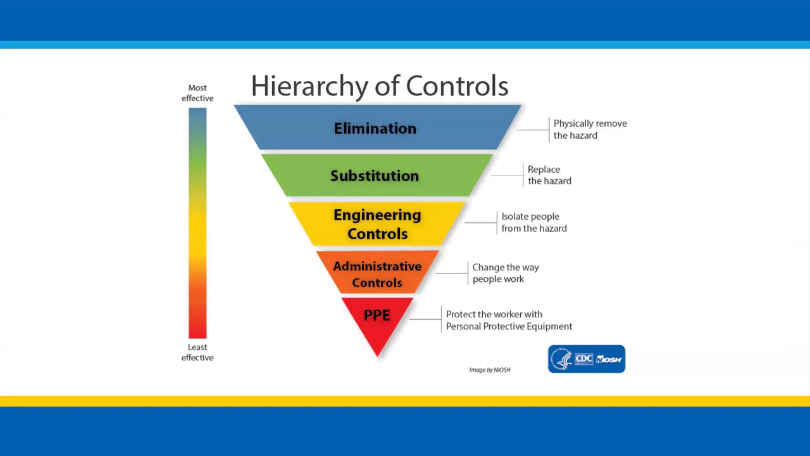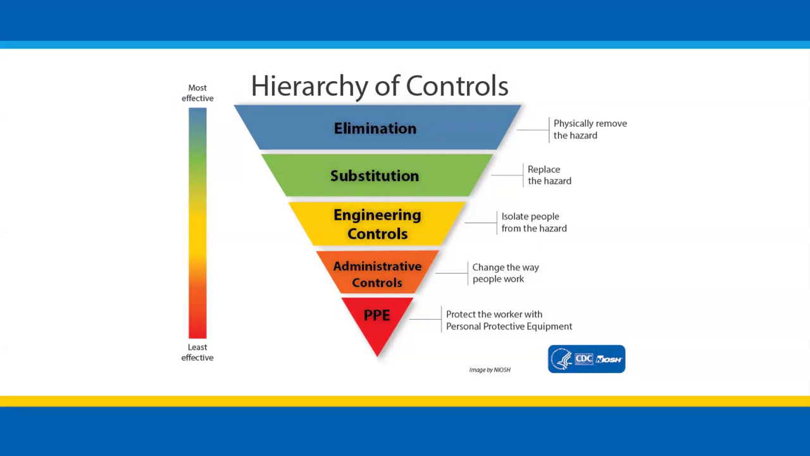This is the hierarchy of controls. This illustrates the most effective steps to take in order to control a hazard. The first step is elimination. Can the hazard be removed from the workplace? Next, substitution. Can the hazard be replaced with something less hazardous? Then engineering controls. Can we isolate people from the hazard? This is where machine guarding falls.